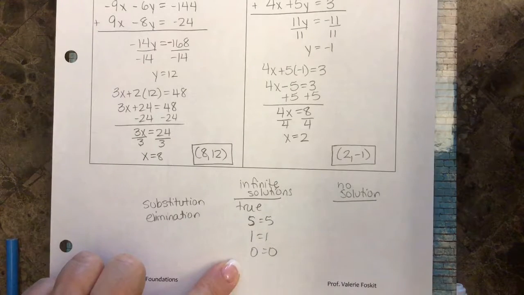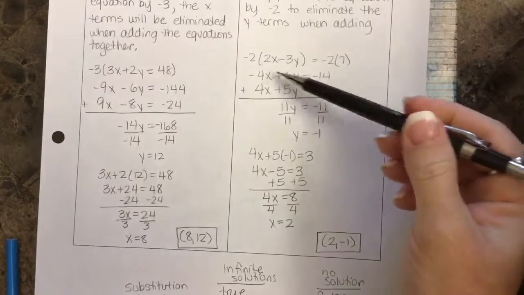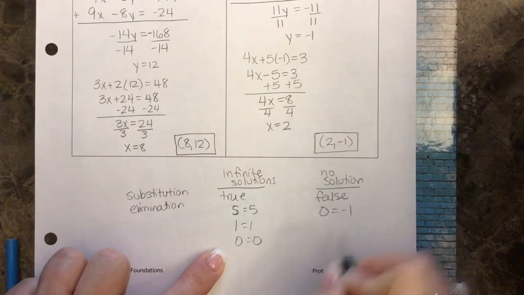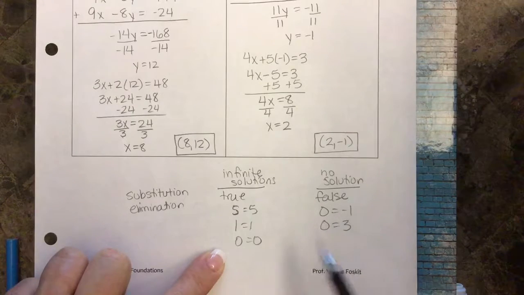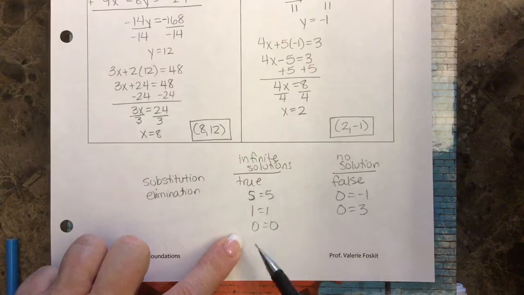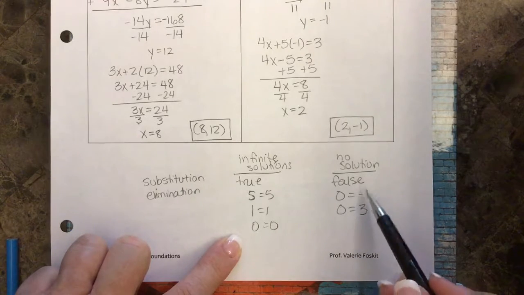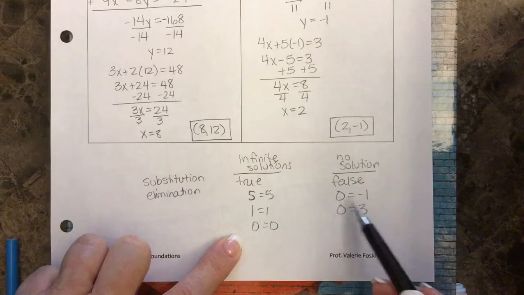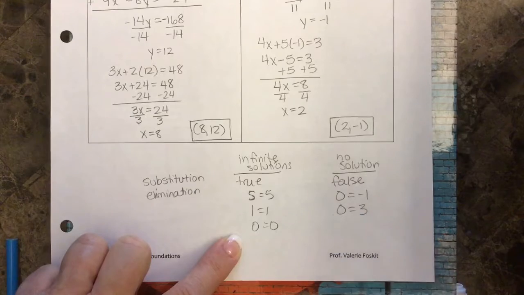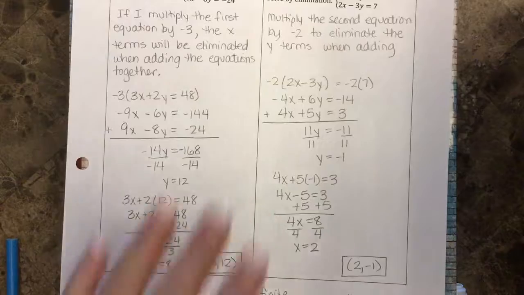For no solution, you would end up with a false statement. In other words, the variables would all cancel out, and you would get something like 0 is equal to negative 1, or 0 is equal to 3, which is never true. So if you get a true statement and all the variables cancel out, it means that the lines overlap, and there are infinite solutions. If you get a false statement, something that's never true, then that means there's no solution and the lines are parallel. All right, good luck.